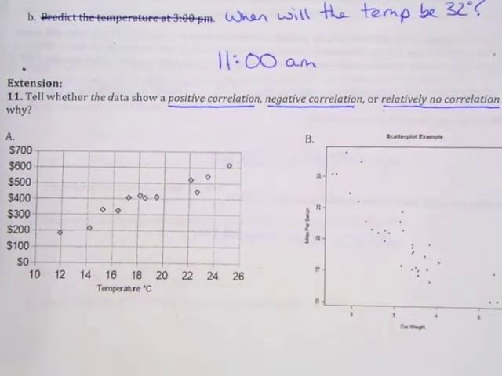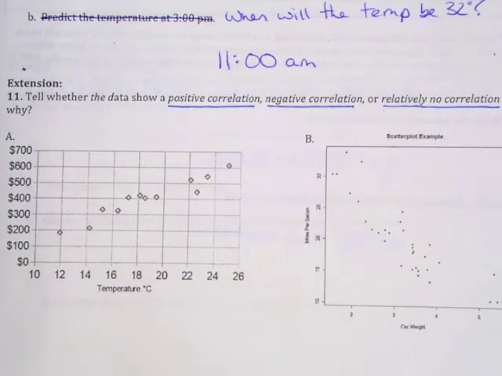Okay, if you don't write the word relatively, that's fine. You can just write no correlation. So we're looking for positive correlation, negative correlation, and relatively no correlation. Correlation is explaining whether the points have a pattern. Do they have some sort of pattern that goes with them to help us be able to make predictions for future values or figure out earlier values or even values in the middle?